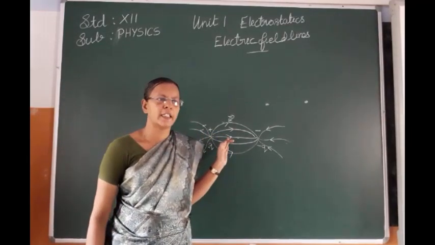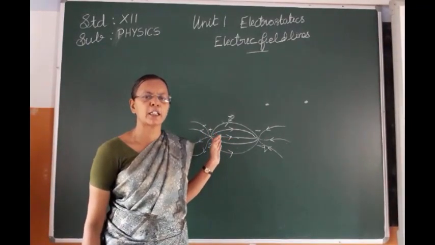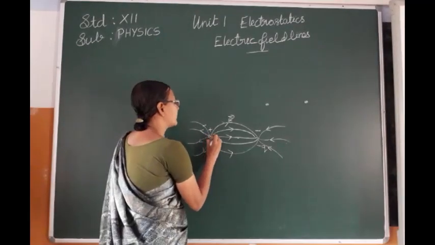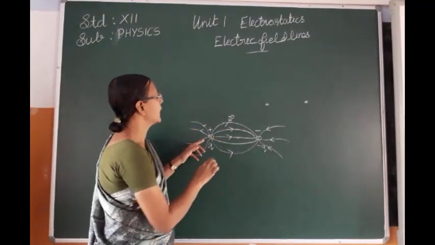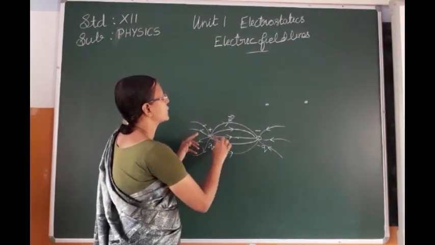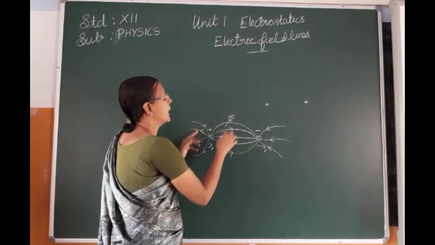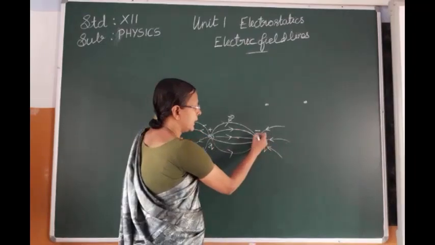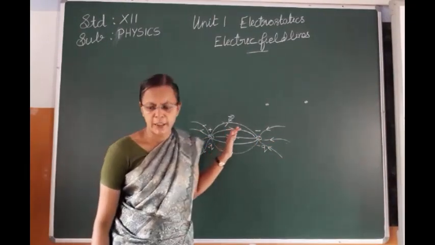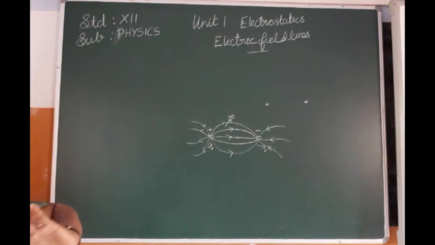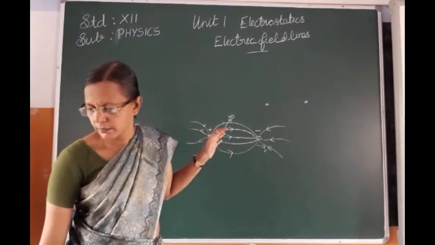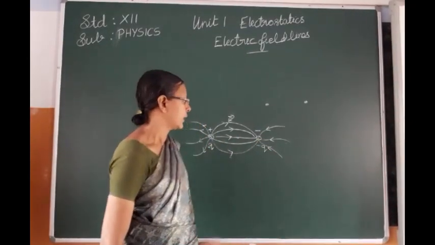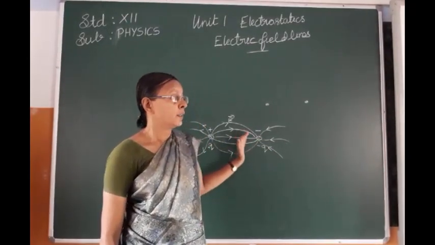Electric field is a vector quantity. Why is it a vector quantity? It has magnitude and direction. So from this plus Q, you see here all the electric field lines point radially outwards. Here in the negative charge it is pointing inwards. Okay. So this is the first one.